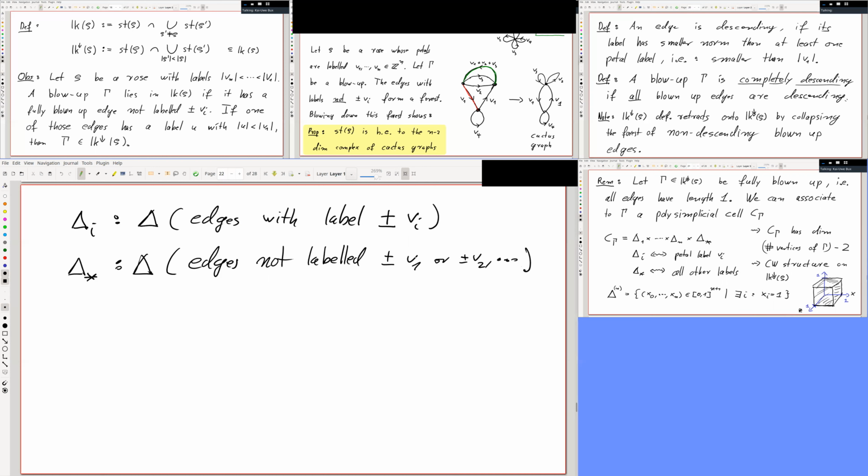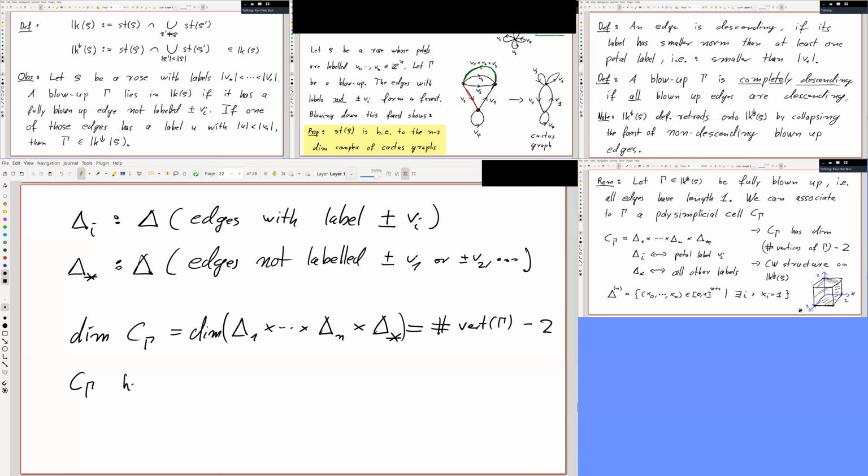So that parameterizes a cell, and one can work out the dimension of the cell, the dimension of that C gamma, which is equal to the number of vertices in gamma minus 2. So in particular, C gamma has top dimension if and only if gamma is trivalent, and then one can work out what that is.